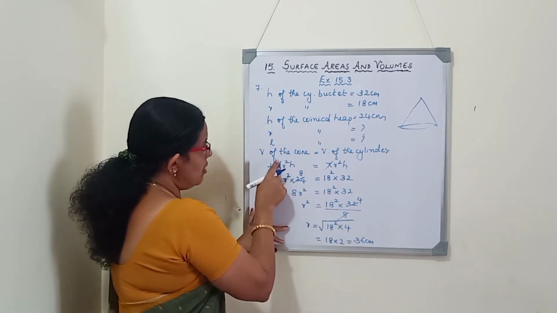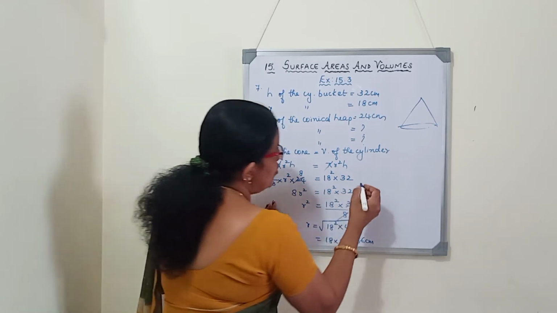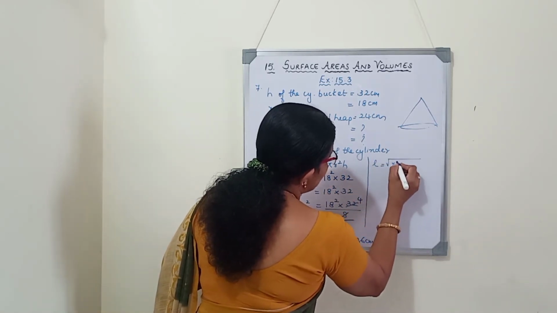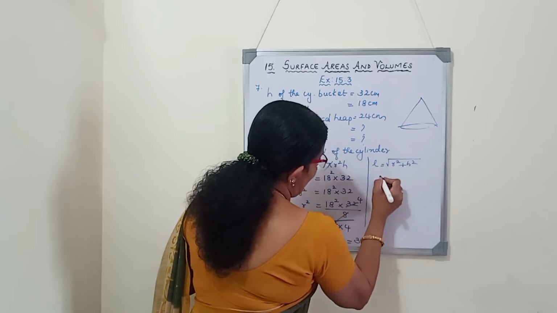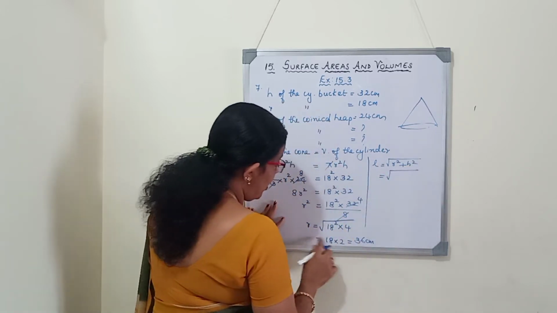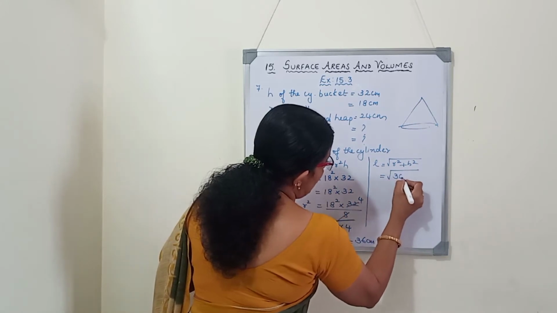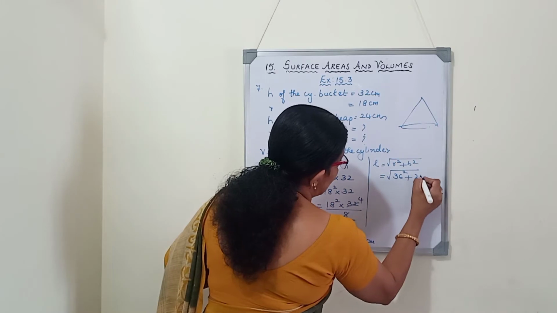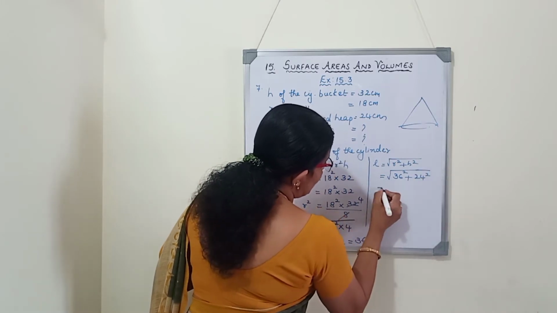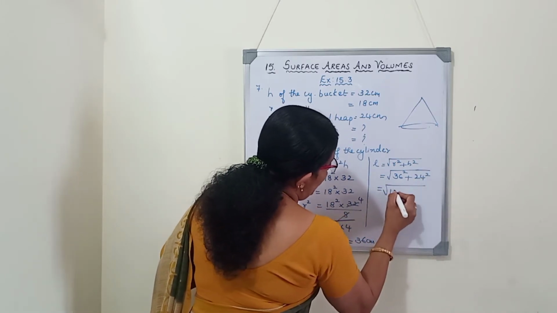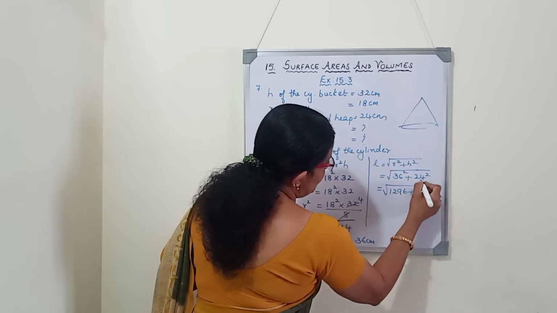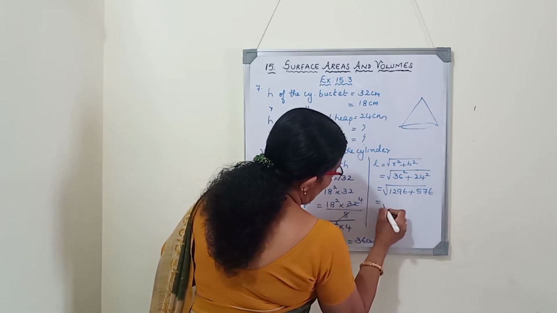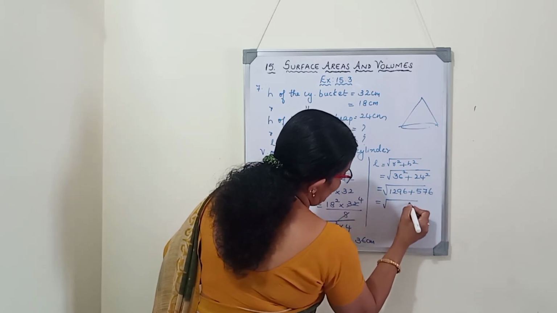Now we want to find the slant height of the conical heap. So we have a formula for slant height. L is equal to square root of r square plus h square, which is square root of radius of the heap 36 square plus height of the conical heap 24 square. So here we will square it. 36 square is 1296. 24 square is 576.